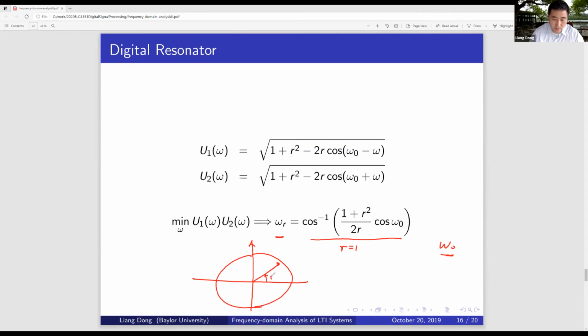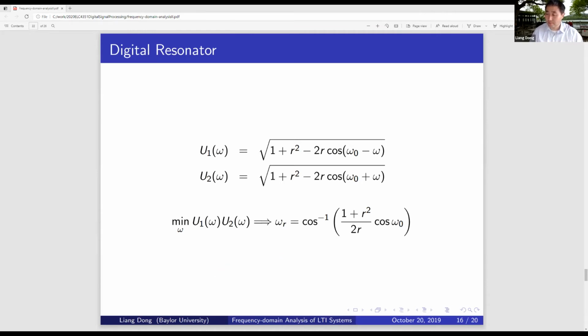You pick up this pole with omega 0, but for your resonator, the best point is not exactly here, but a little off with the frequency. I'm exaggerating a little bit, but this angle is omega r. That's the best you can have. The reason is because I pose the pole near the unit circle. I also have the effect of zeros. Therefore, it will tune off a little bit from your original design. It's not exactly on omega 0.